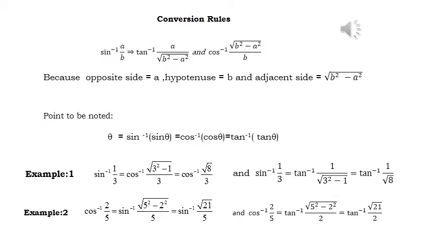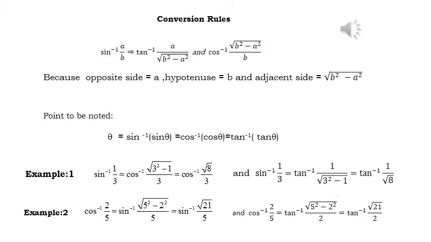The same way we can convert in terms of cos inverse also, and cos inverse is adjacent side to the hypotenuse, root of b square minus a square by b. So remember, theta is written in variable form, that is theta in terms of sin inverse, the same theta in terms of cos inverse, the same theta in terms of tan inverse. This is a point to be noted. Theta is sin inverse of sin theta, and the same theta is cos inverse of cos theta, and the same theta is tan inverse of tan theta. Remember this rule.